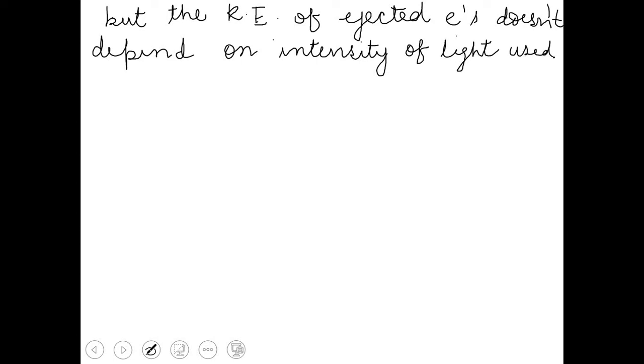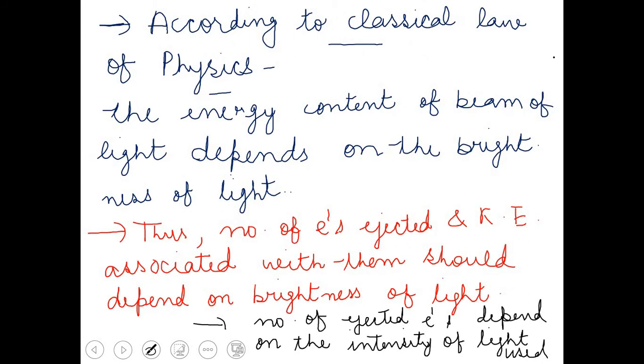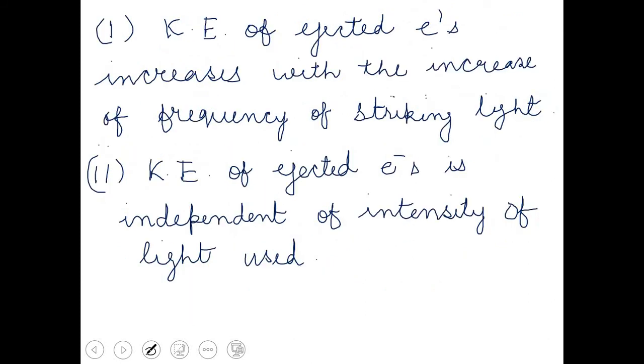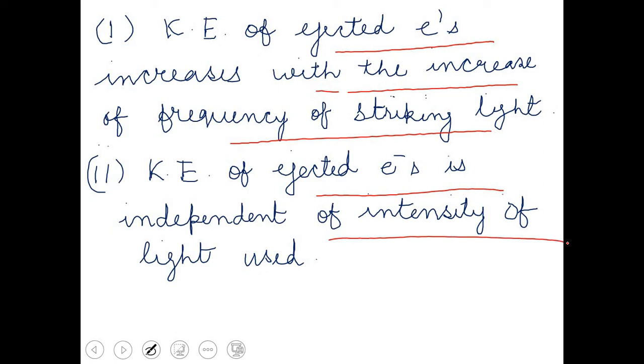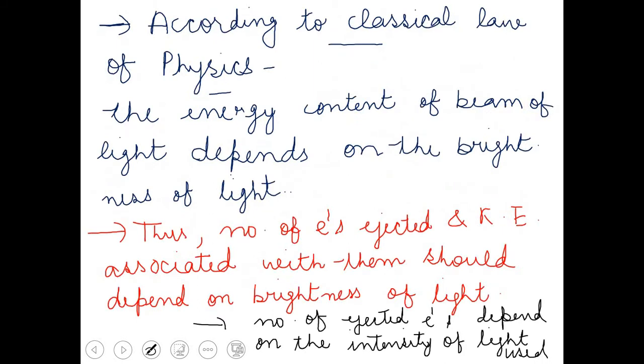So quickly I want to revise the point. Just now we have seen four observations, children. We have seen that kinetic energies of the ejected electrons increase with the increase of frequency of striking light. And we have seen that kinetic energies of ejected electrons are independent of intensity of light used. So these two points couldn't be explained on the basis of classical law of physics.